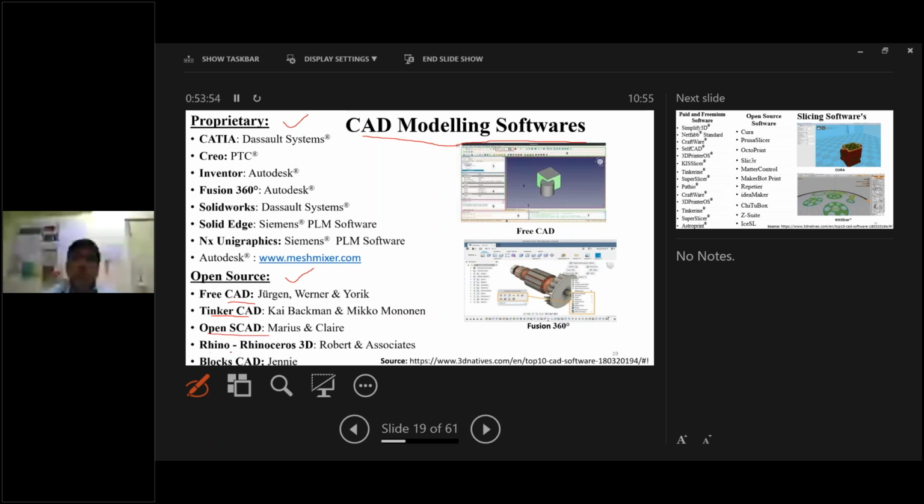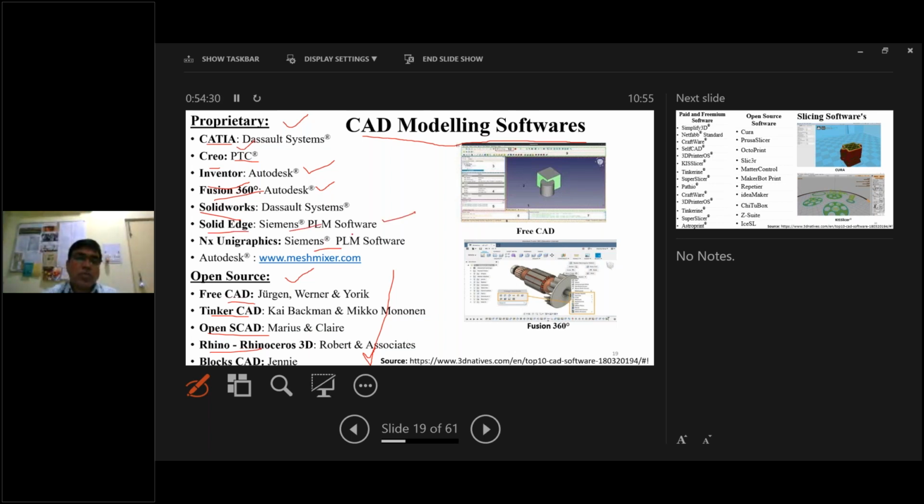You can model anything. Similarly, if you look at the proprietary software like CATIA, Creo, which is from PTC, earlier was Pro Engineer, Inventor from Autodesk. Again, it is free for academicians for 4 years. Fusion 360, again from Autodesk, which is free. Dassault Systems, who owns CATIA, has procured SolidWorks also 5 years back. Solid Edge from Siemens, they call it a product lifecycle management software, and NX Unigraphics again from Siemens.